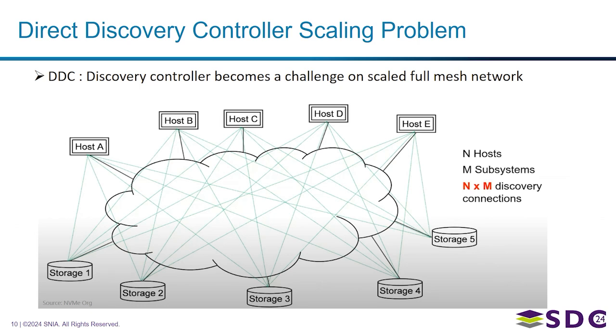So this is a graphical view where we can see the full mesh network, with 5 hosts and 5 storage systems connected to each other, but it's very difficult to manage with just having the 10 endpoints here. So basically what we are trying to say is, on a scale environment, DDC will be challenging for the host connecting to the storage subsystem in a network mesh environment. So in the upcoming slides, we'll talk about CDC in more detail.